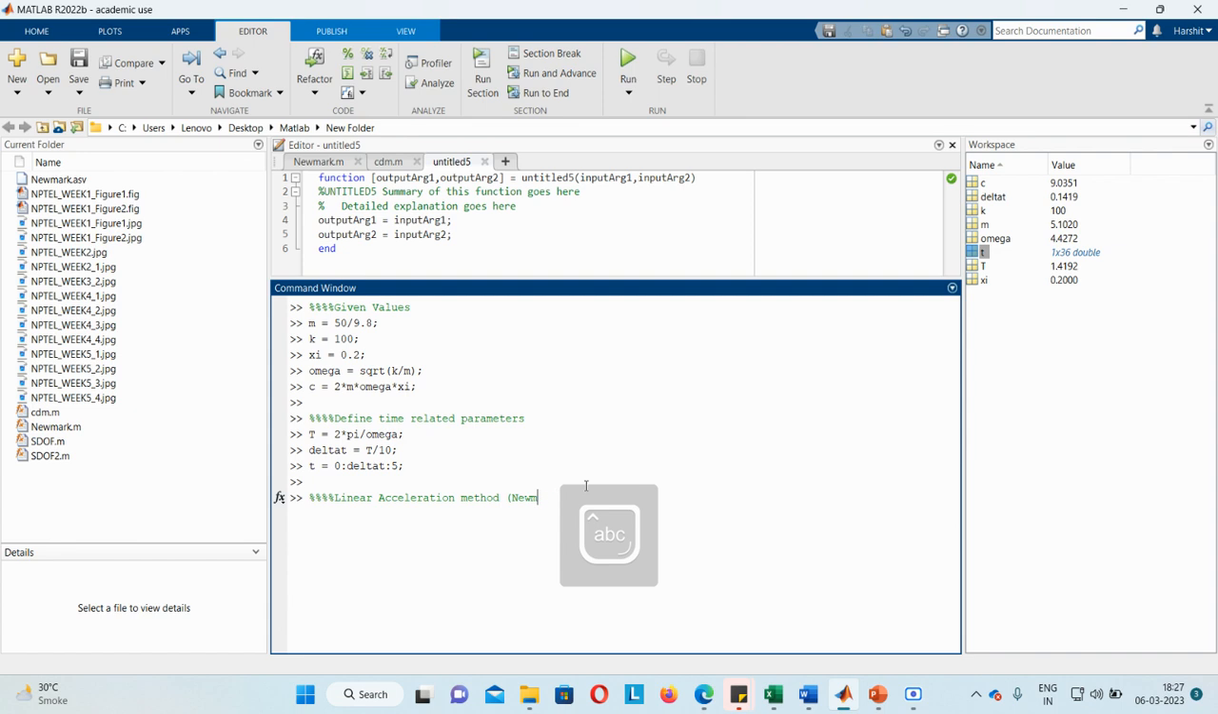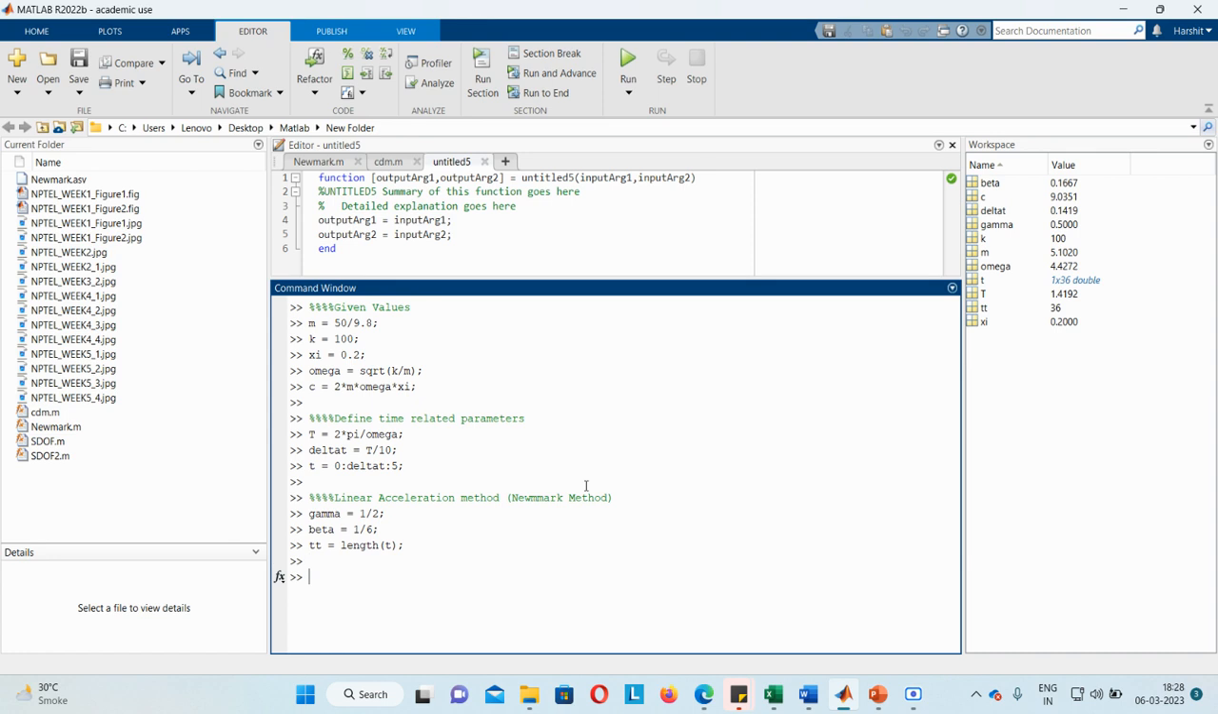What differs in both the methods? The value of gamma and beta. So for the linear acceleration method, gamma is taken as 1 by 2 and beta value is taken as 1 by 6. This we saw in the week content. Also, one more parameter that we need to define is the total length of the time step. So we'll define it by length of t. We'll see later on where we use these parameters.